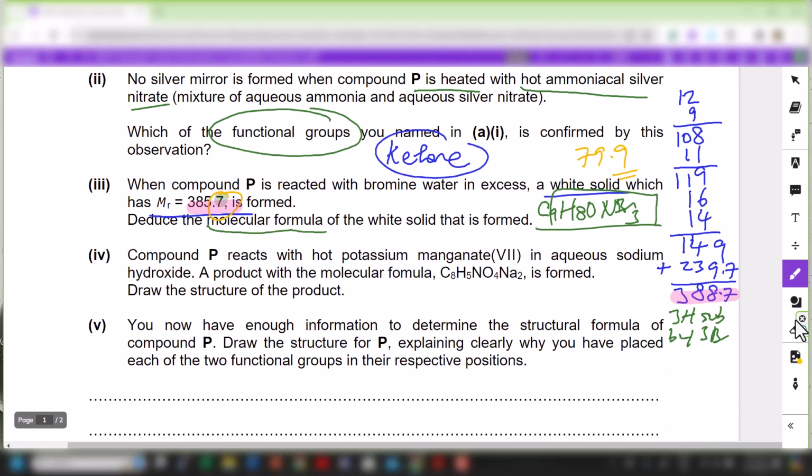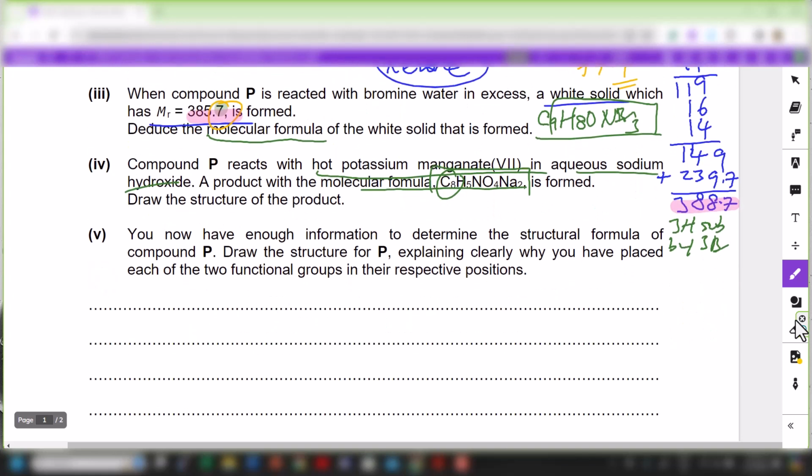Compound P reacts with hot KMnO4 in aqueous sodium hydroxide. So to give this particular molecular formula, the product with this particular molecular formula, you notice there are two sodium here. So the sodium is likely to be the counter cation. So you are asked to draw the structure of the unknowns. Only left with 8 carbons. So therefore likely to be some form of oxidative cleavage.